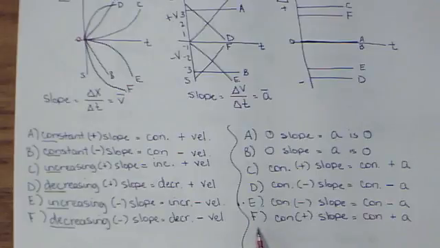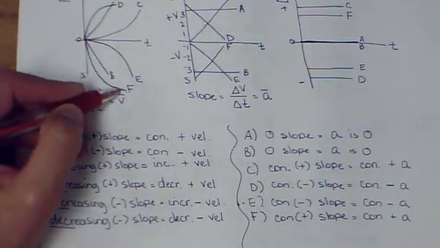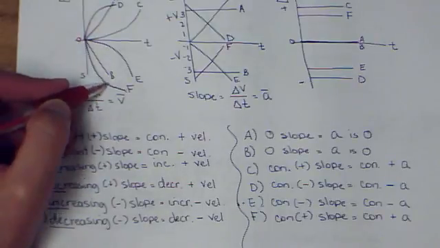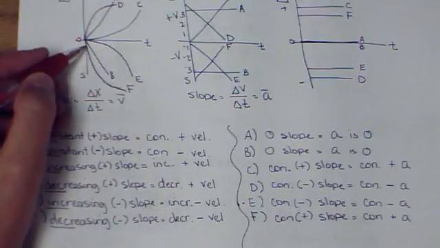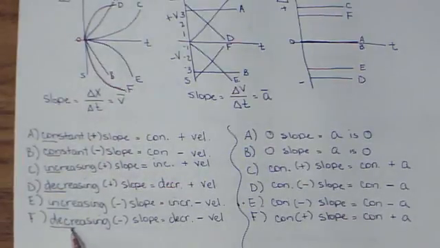Okay, and then F is very fast, followed by shallow. So very steep, followed by shallow slope. So that's a decreasing slope. And it's a negative slope. So a decreasing negative slope gives me a decreasing negative velocity.